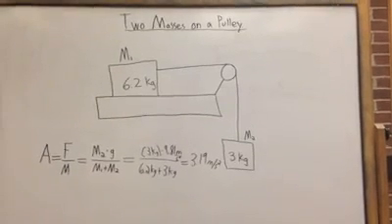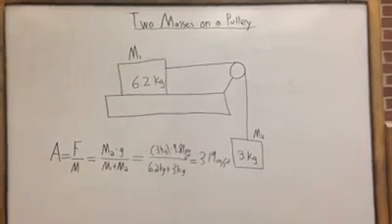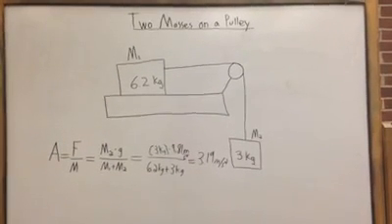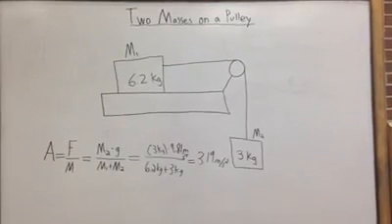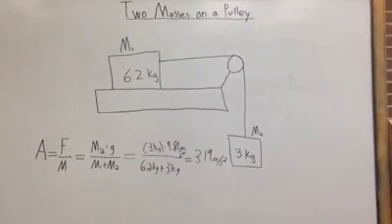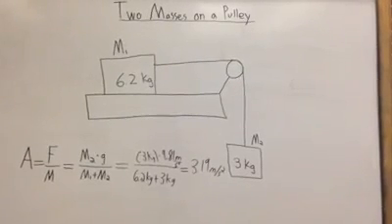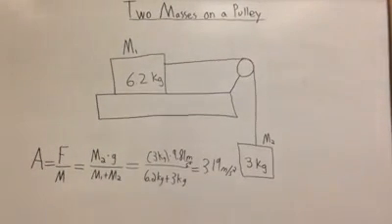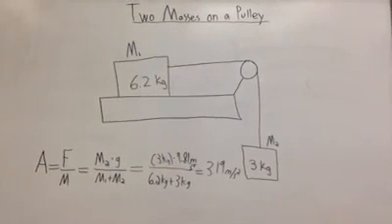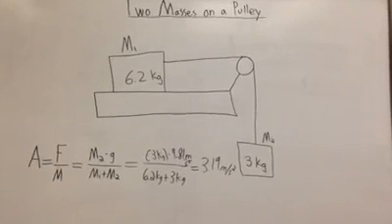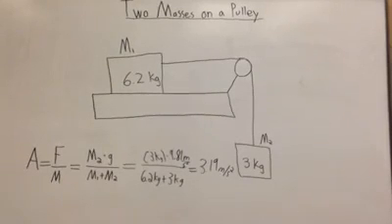Here's an application of Newton's second law of motion. A mass m1, which weighs 6.2 kilograms, rests on a frictionless table. It is connected by a massless and frictionless pulley to a second mass, m2, which equals 3 kilograms, which hangs freely. Here we are solving for the magnitude of acceleration of block 1. The equation is set up as acceleration equals force, which equals m2 times gravity, divided by the total mass of the system. When we plug in the numbers and work out the equation, we find that the acceleration of block 1 equals 3.19 meters per second squared.